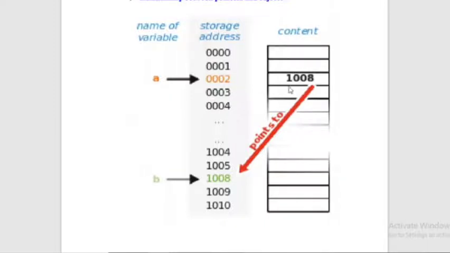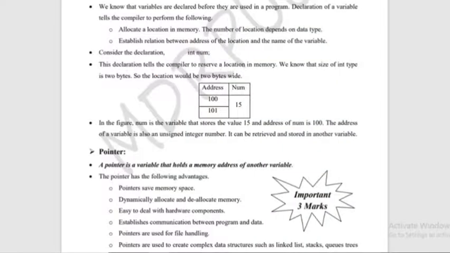So what is the address of another variable here? 1008. So this variable A is going to point to another variable called B, that is 1008. Okay, so this is how a pointer works. It's going to point to the address of another variable, and that holds a memory address of another variable.